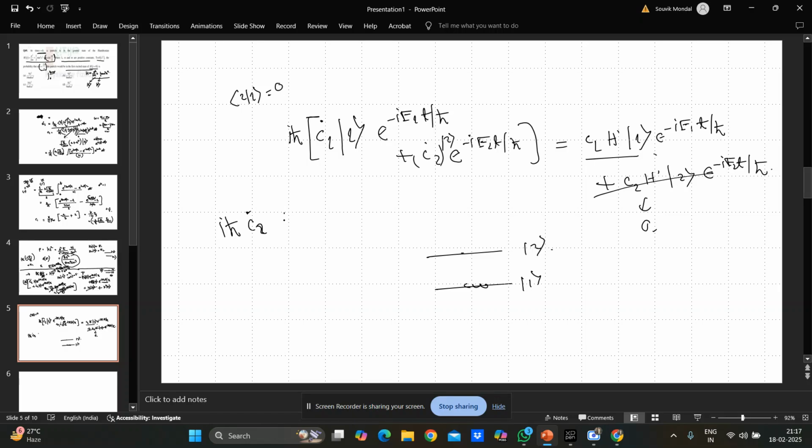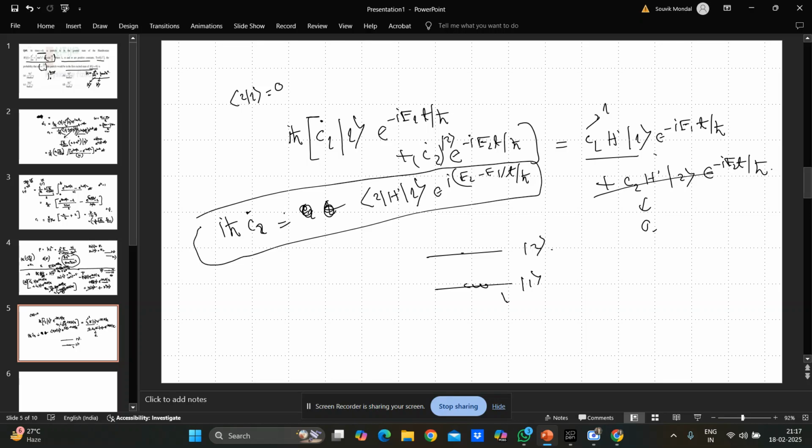So iħ C2 dot, and multiply e to the power iE2t/ħ on both sides. You will get C1, and assuming all particles are in this state at t equal to 0, C1 will be simply 1. So you will get ⟨2|H prime|1⟩ e to the power i(E2 minus E1)t/ħ. This is the formula which we are using for time dependent perturbation.